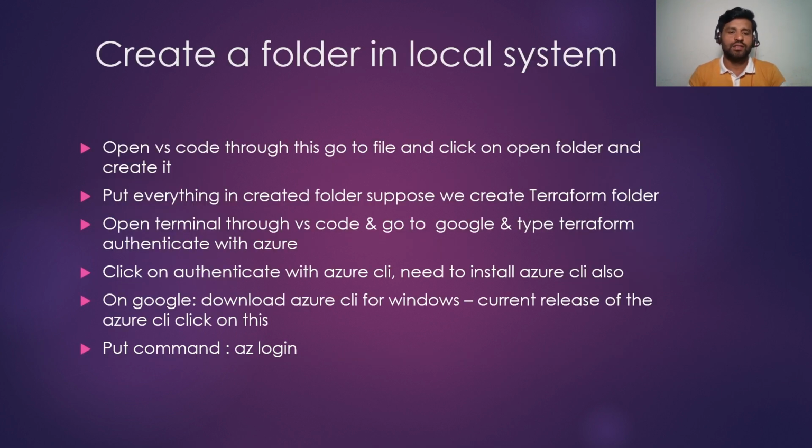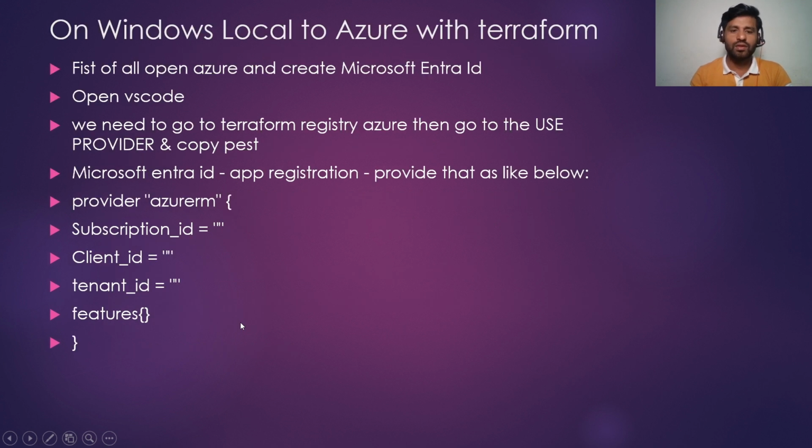Create a folder on the local system. Open VS Code through this, go to File and click. This is the procedure which I have mentioned here. Then on Windows, local to Azure with Terraform. First of all, we need to open Azure and go into Microsoft Entra ID, then go to App registrations, and through that we need to create a new registration. I'll show you how we can register a new app. Then we can open VS Code.